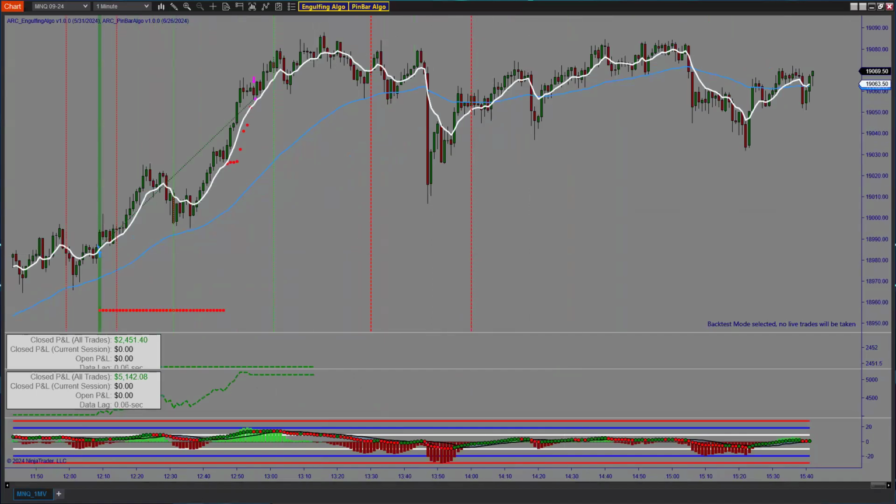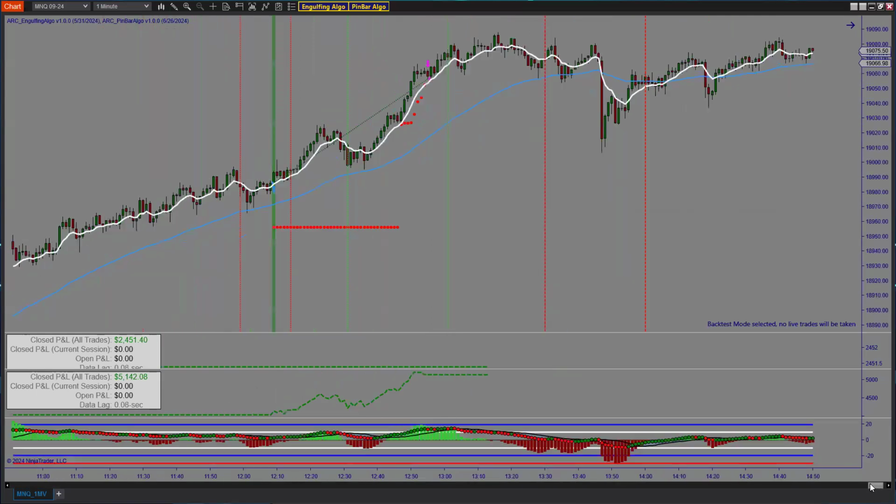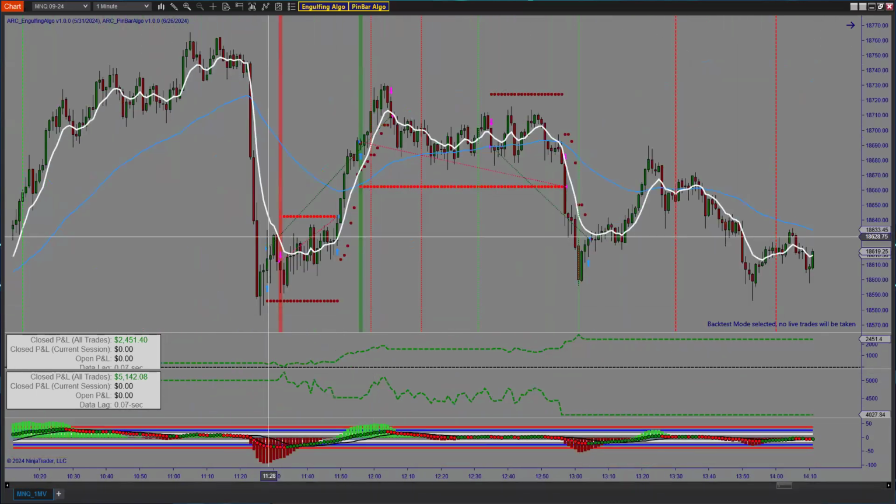So there's the engulfing today. Obviously, the market was trending. Obviously, the algo took the trending trade, and obviously, it worked. So that's the whole point of doing this. Let's take a look at this one.